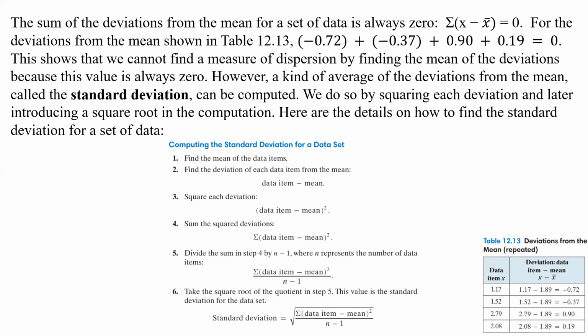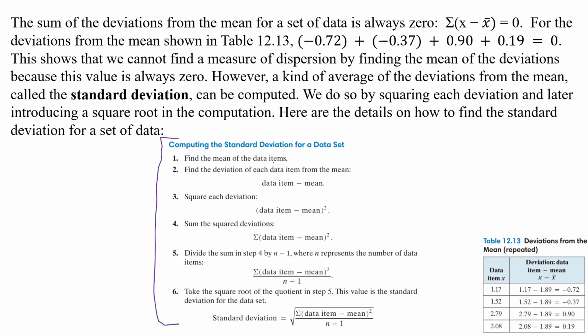So what we have to do is use something called the standard deviation, and we have to compute that. We do that by squaring each deviation, what we had up here, that negative 0.72, the negative 0.37, 0.9, 1.19. And then after we've done that, we introduce a square root into the computation, and we also have to do some division. So the whole way to compute that standard deviation is right here.